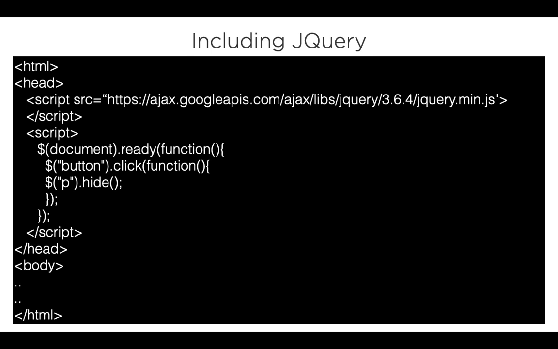Now, inside the ready function, you use the $ accessor to access the DOM elements in the page. So here we are accessing the button element on the page and saying that on the click event on the button, do the following action. And the action is, again using the $ accessor, access all the paragraph elements on the web page and perform the hide action on them. This is just one example, but as you can see, it makes it so easy to work with the DOM elements and access and perform actions on them. Let's take a look at a demo now.